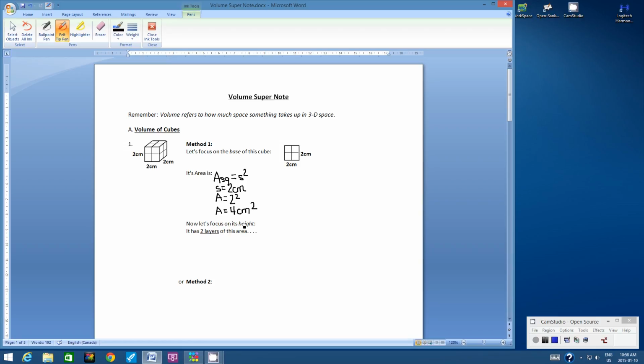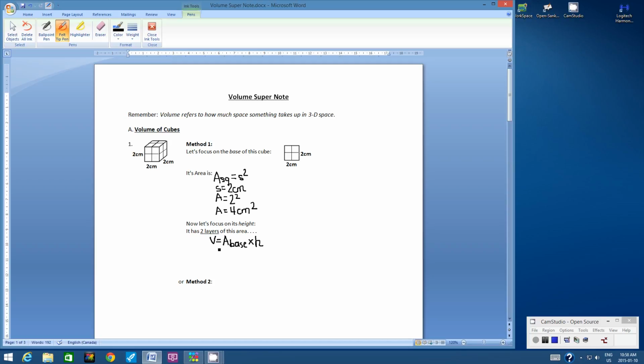Now let's focus on its height. It has 2 layers of this area. So what does that mean? We have one layer here, and then we have a second layer piled on top of it. So its height is 2 centimeters. So we have a new formula that we can use here, and that is volume equals area of the base times the height. So that's our formula line.